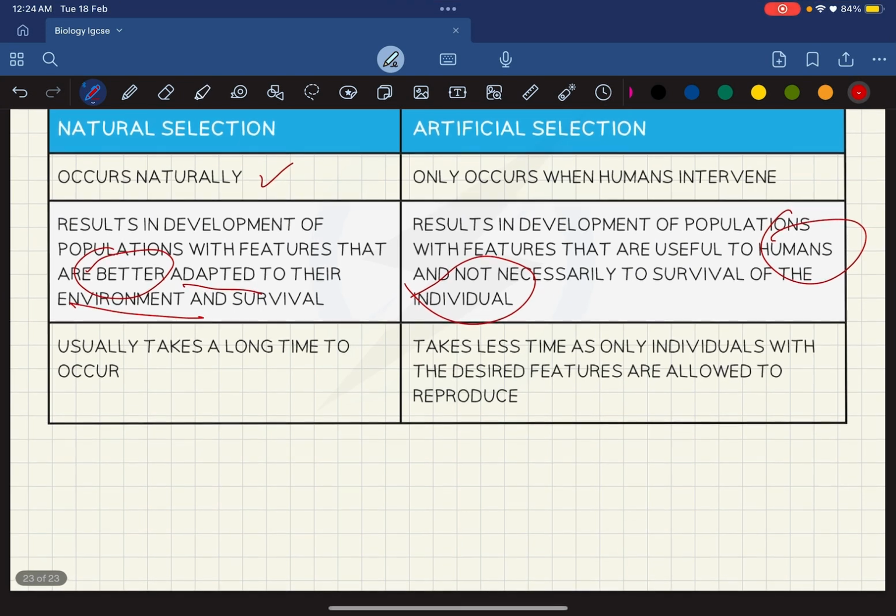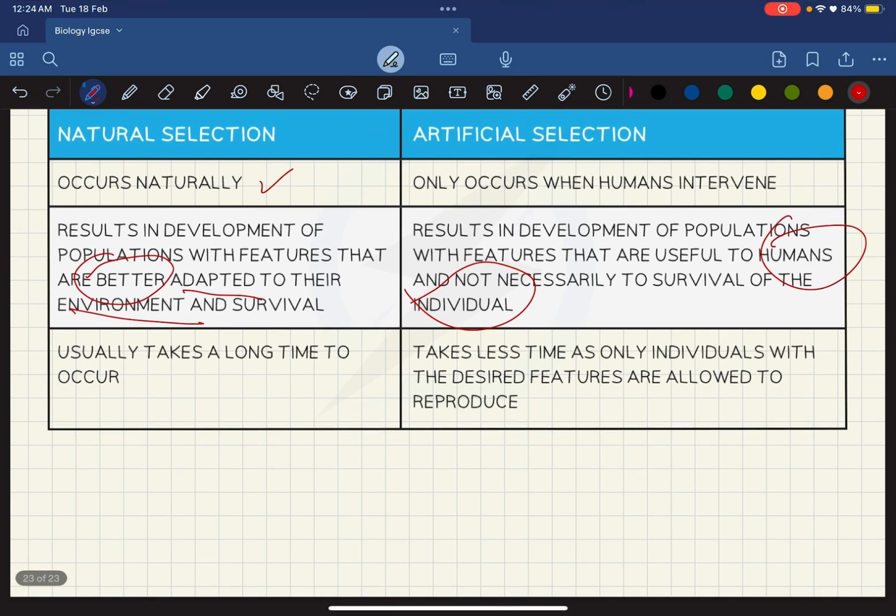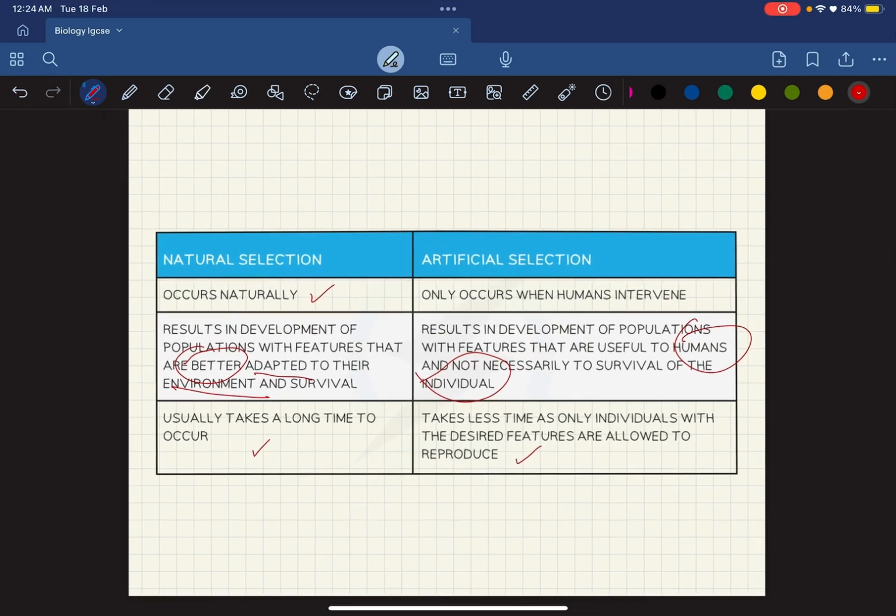And last but not the least, natural selection takes longer time for you to often see a difference in an animal and their adaptive features. However, in artificial selection, it takes less time because we are choosing ourselves what we want, and then we continue on doing that over and over again, which causes it to be quicker than natural selection.